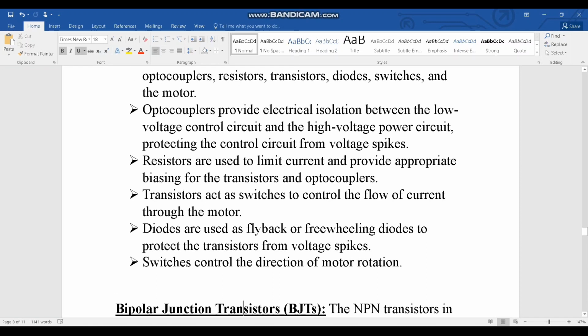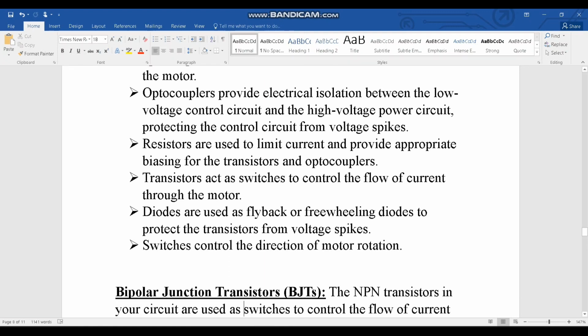Now, the last thing is switches. Switches control the direction of motor rotation. It controls how the rotation is going to work. For example, when you turn on one switch, the motor is going to rotate in, for example, the clockwise direction. If that switch is turned off and the other is turned on, it is going to move in the anti-clockwise direction. We will see how it works.